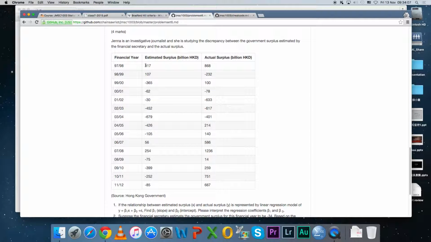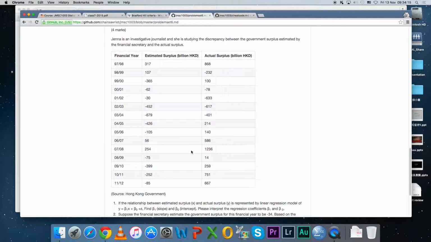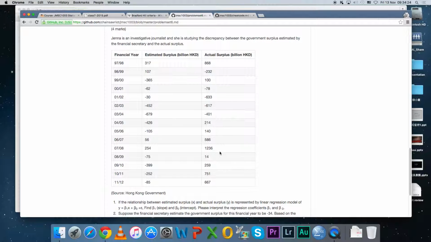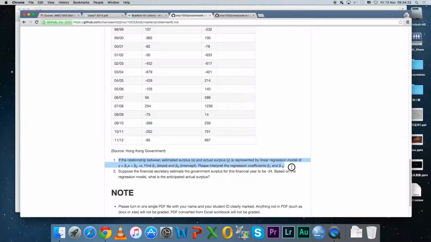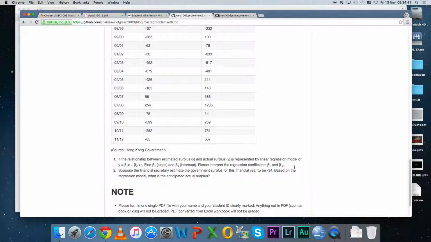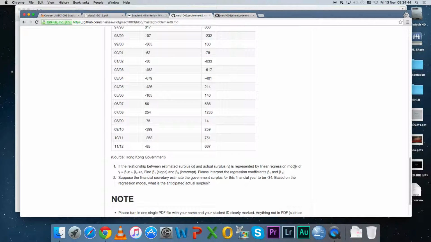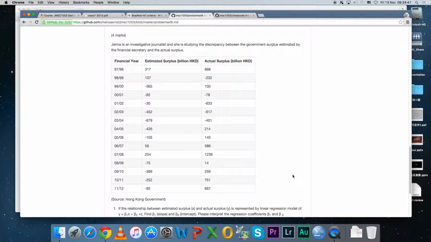As you can see, the estimated surplus and the actual surplus deviate a lot. So, for example, for this one, the deviation is over 1,000 billion Hong Kong dollar, which is outrageous. And so, the first question is to create a linear regression model to predict the actual surplus based on the estimated surplus.